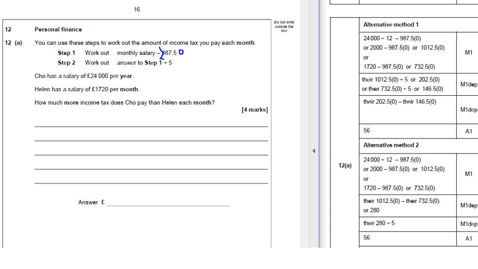So basically income tax is 20%. The first £1,000 you can earn before you get taxed, and then you're getting taxed after it. Oh, I've just seen a rubber. Oh, rubbed everything out. Chloe has a salary of 24,000 a year. So I'm thinking that's 2,000 a month. Helen has a salary of that a month. How much more income tax does Chloe pay than Helen each month?